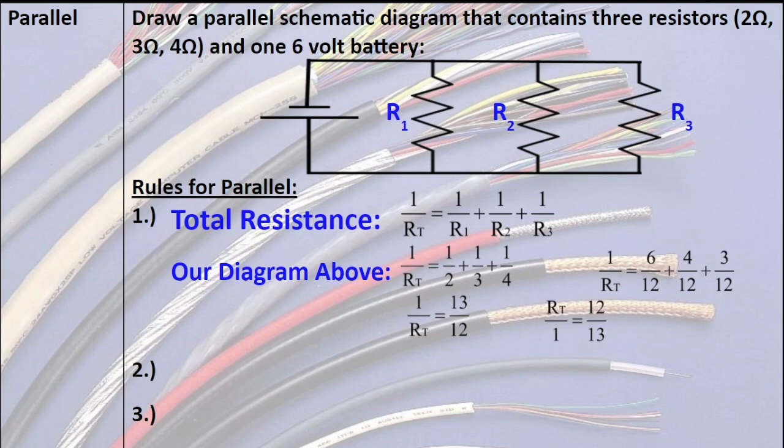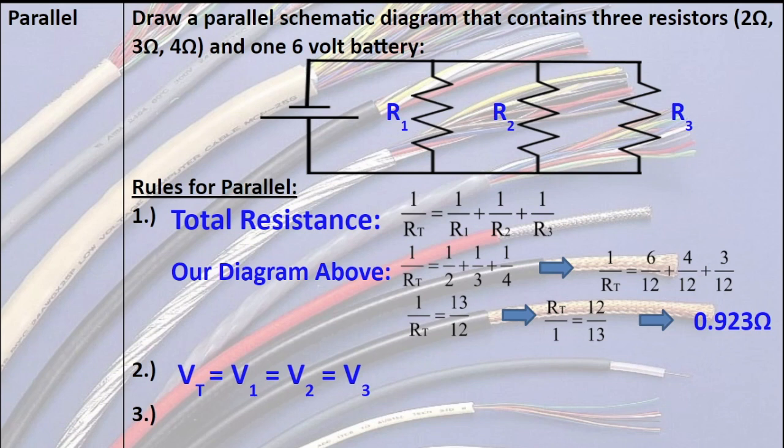Remember though, we're solving for total resistance here, not 1 over total resistance. So now we have to flip both sides, and we end up with the total resistance is equal to 12 over 13. If we simplify that, we find that our total resistance is 0.923 ohms.